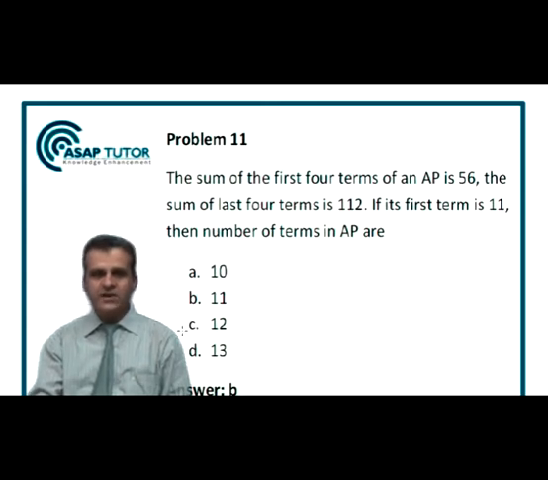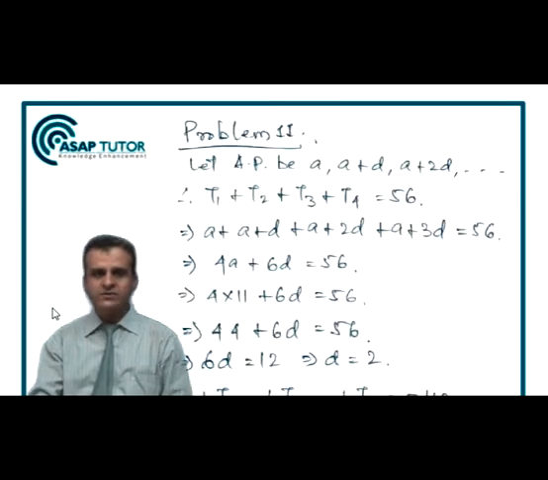So here the correct answer is B, that is 11. Now let's see how we arrived at the solution. Let's consider the AP as A, the first term, the second term is A plus D, A plus 2D, and so on, where A is the first term and D is the common difference.